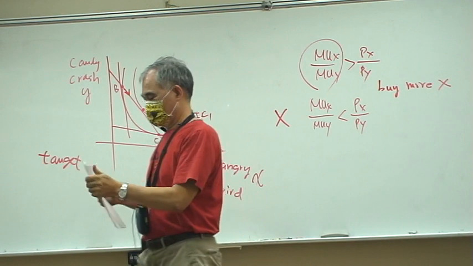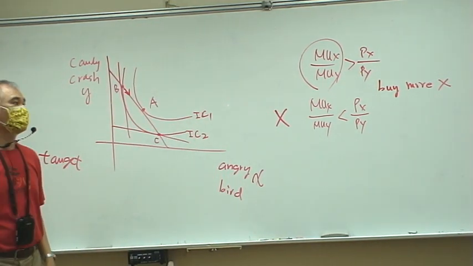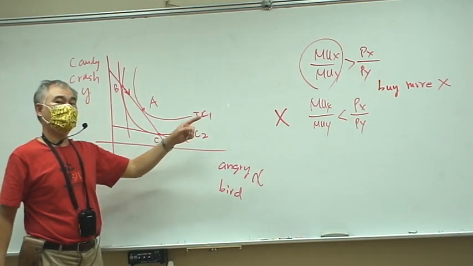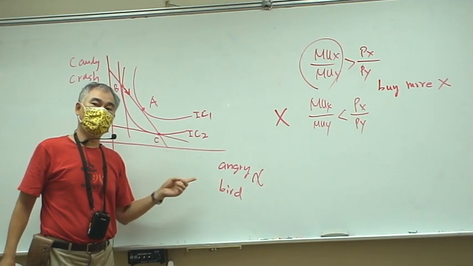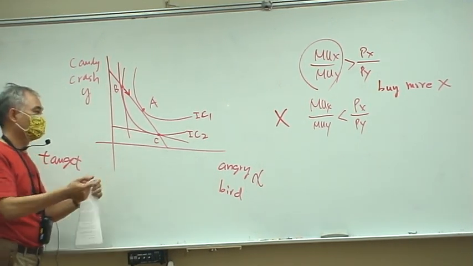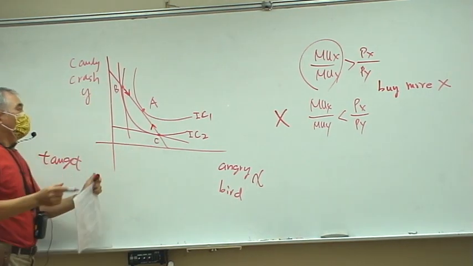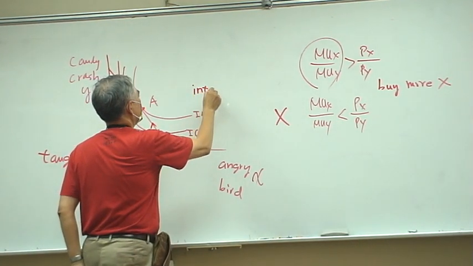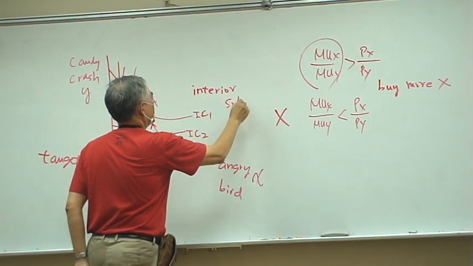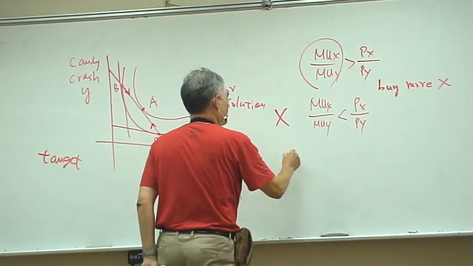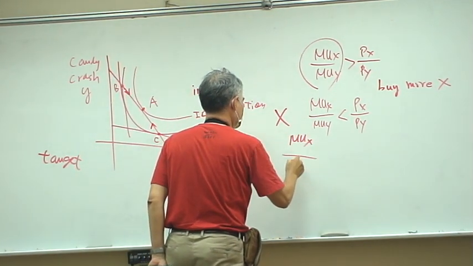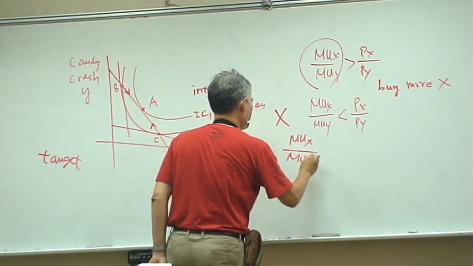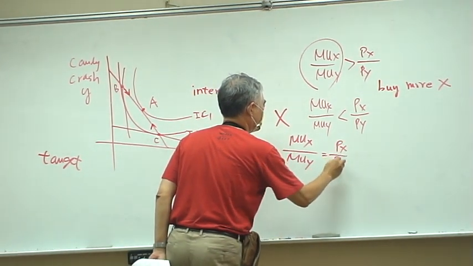Hong Daixuan, what should you do? So you're going to buy less of X and more of Y. How are you going to move? You're going to move up here. And this point is what we call the interior solution. If you read a book, it's called the interior solution. At this point, MUx over MUy is equal to Px over Py.